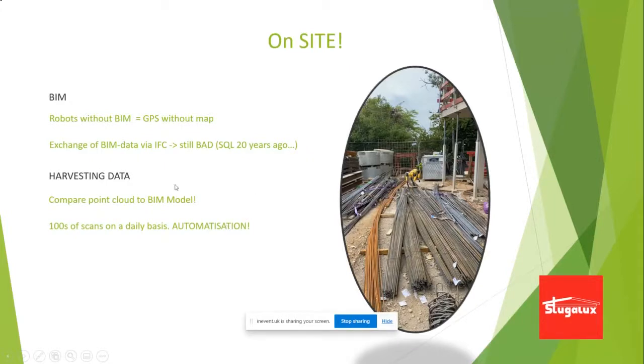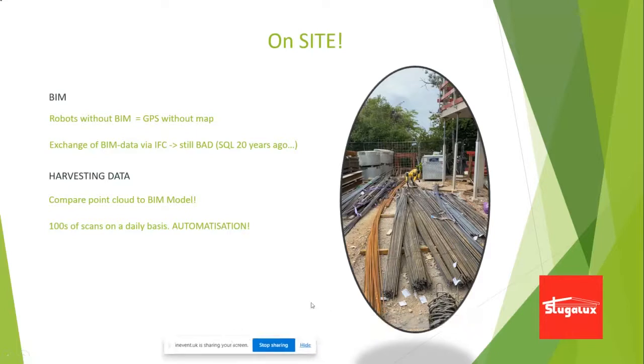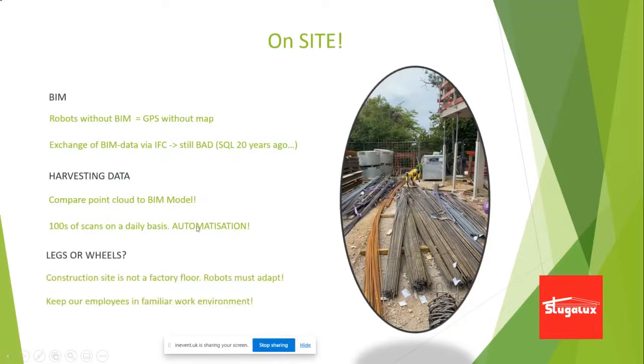What are we actually doing? We are harvesting the data on the construction site, and we try to compare the point cloud that we harvest on the construction site to our BIM model. With the robots, we're going to get hundreds of scans on a daily basis, so we're going to get a lot of construction data, and we also see where the electrician put his cables, where the heating and HVAC put his pipes, and so on. That's very, very interesting for us.